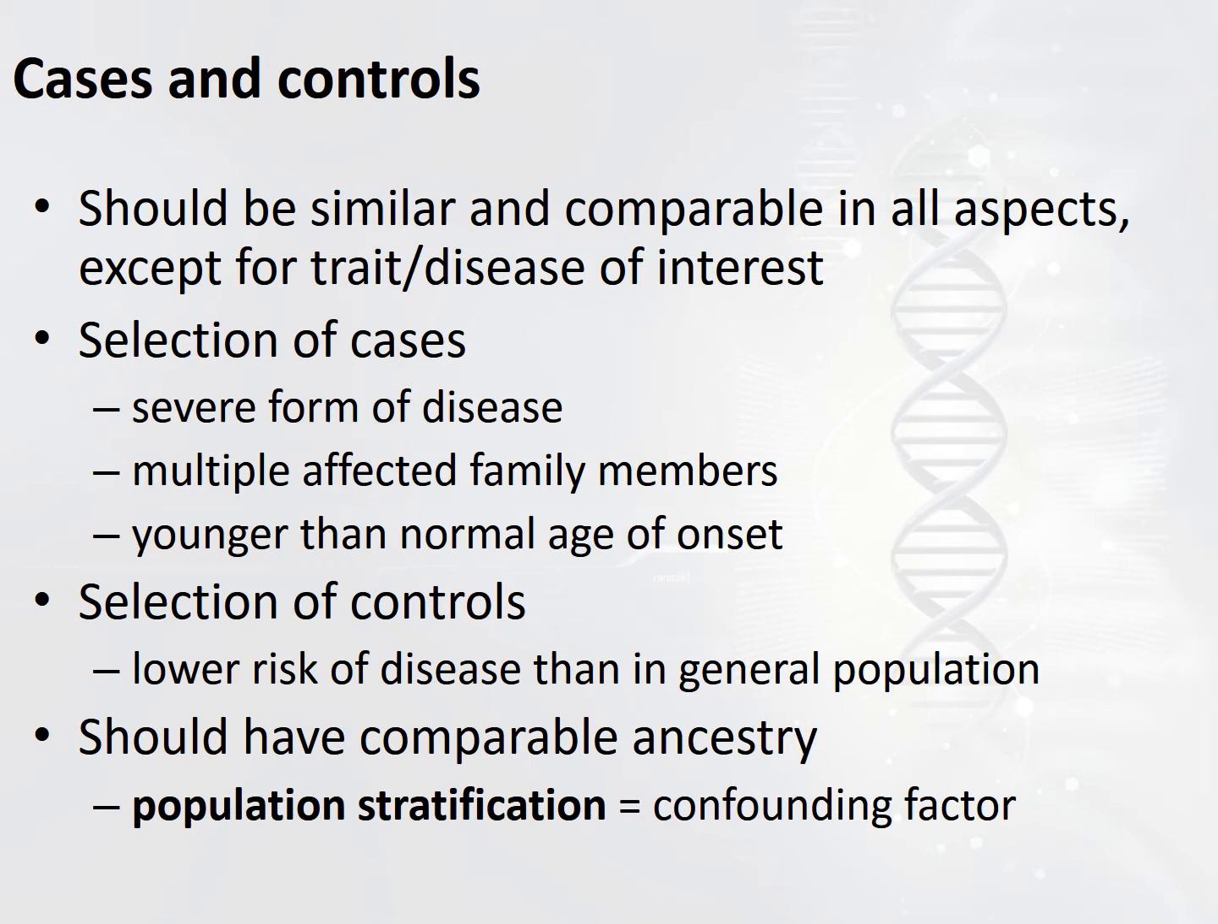An important aspect is to match individuals based on ancestry, since allele frequencies between different populations are very different. So this is what we call population stratification, which can be a big confounding factor when establishing a GWAS.